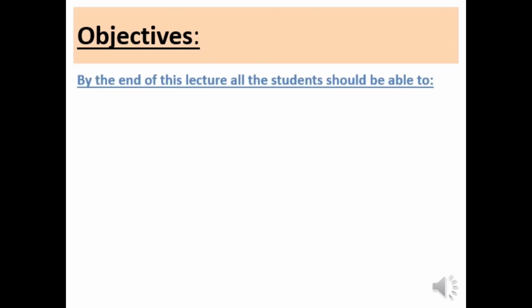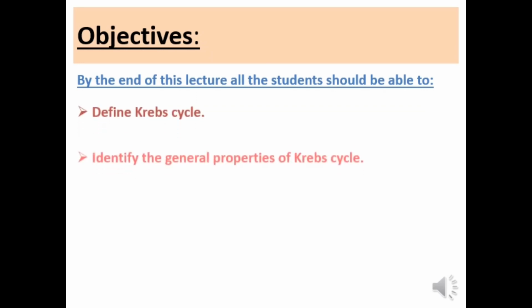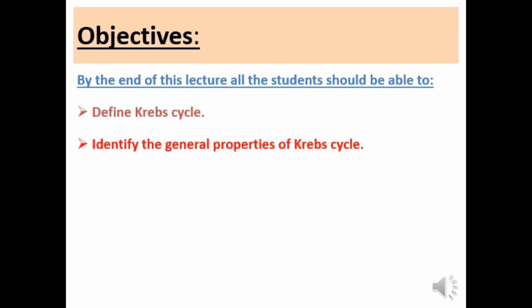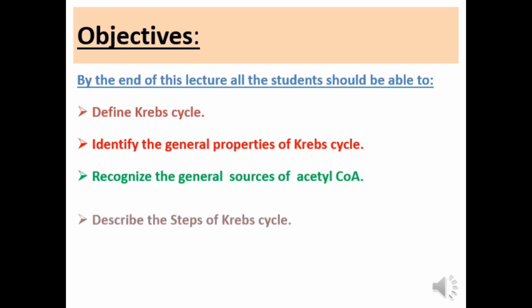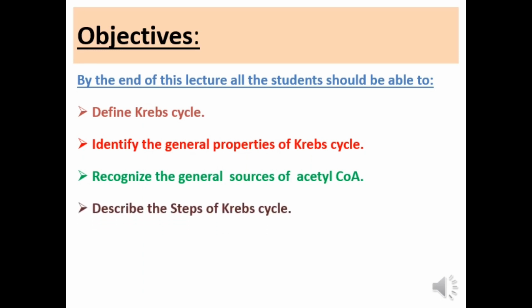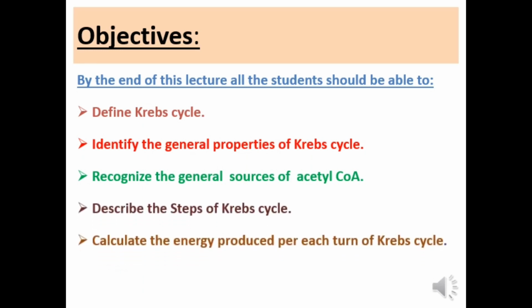Let's see the objectives of this lecture first. By the end of this lecture, all the students should be able to define Krebs cycle, identify the general properties of Krebs cycle, recognize the general sources of acetyl-CoA, describe the steps of Krebs cycle, calculate the energy produced per each turn of Krebs cycle, and discuss the regulation of Krebs cycle.